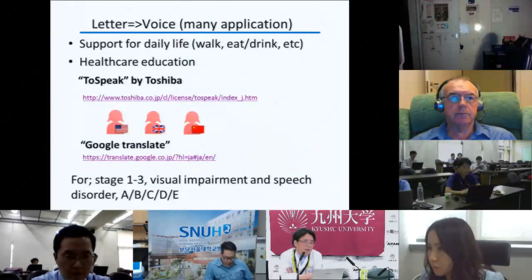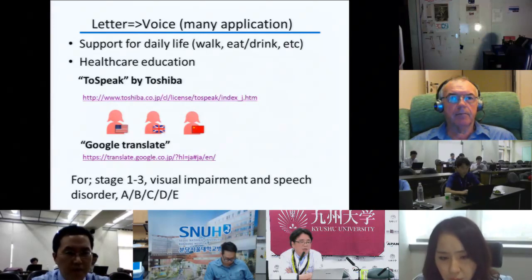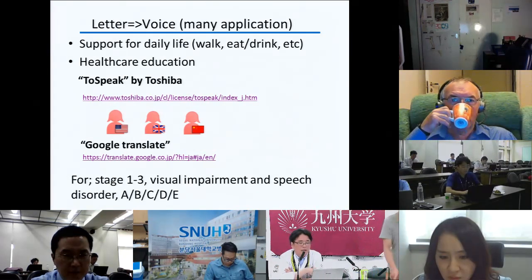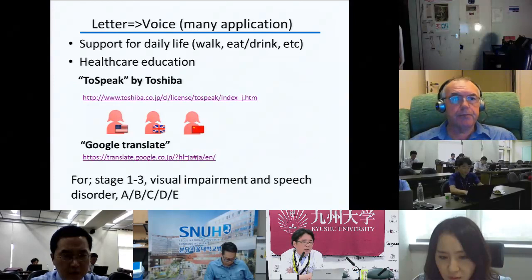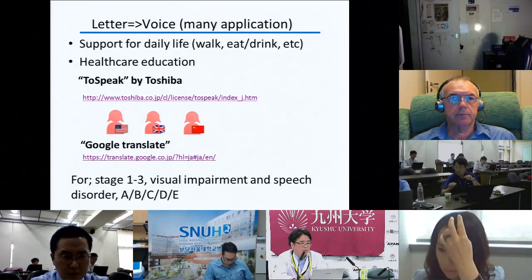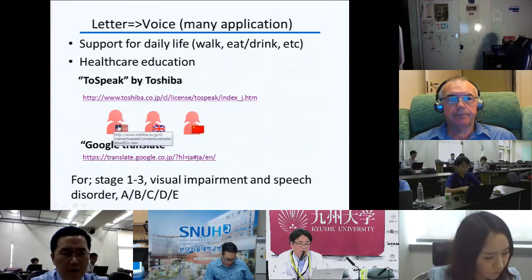And this slide explains the function of converting letter information to voice information. We already have many applications of this, actually in Japan and in the world. And this is good for support in daily life and good for healthcare education. For example, this is text-to-speech by Toshiba. Maybe you can hear this voice.